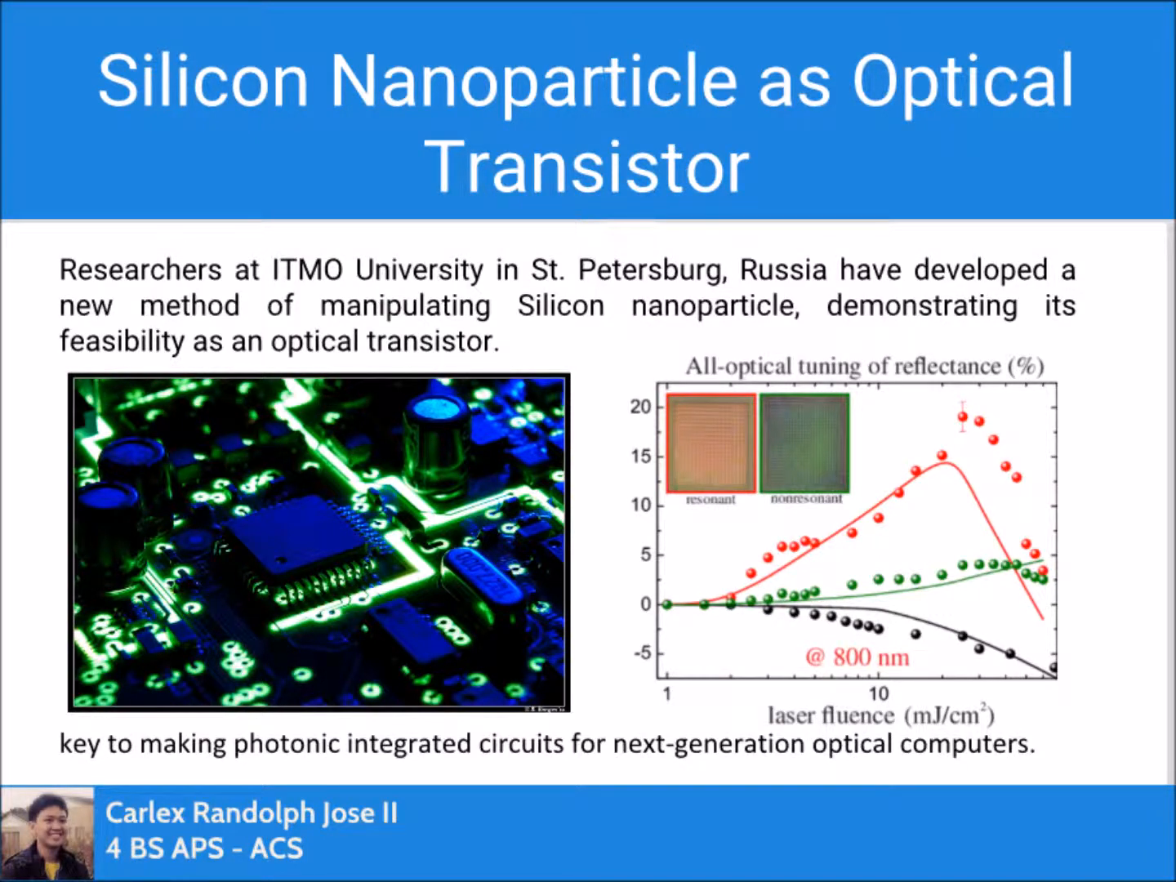Physicists from the Department of Nanophotonics and Metamaterials of ITMO St. Petersburg, Russia, have experimentally demonstrated the feasibility of designing an optical analog of a transistor based on a single silicon nanoparticle. By drastically changing the transient dielectric permittivity of the material, they were able to alter its scattering diagram, even up to 20% tuning of reflectance as demonstrated in their experiments.